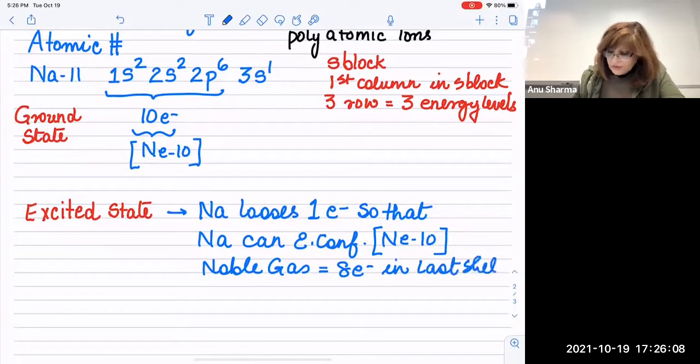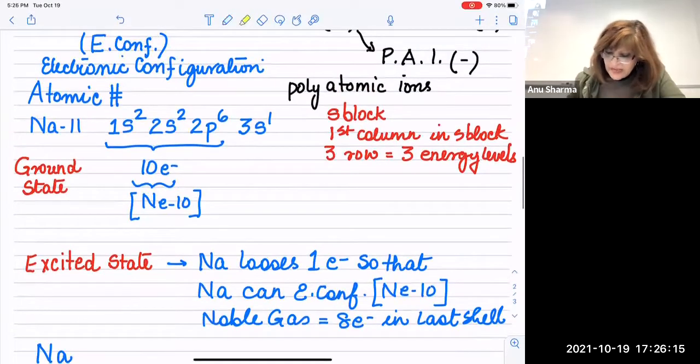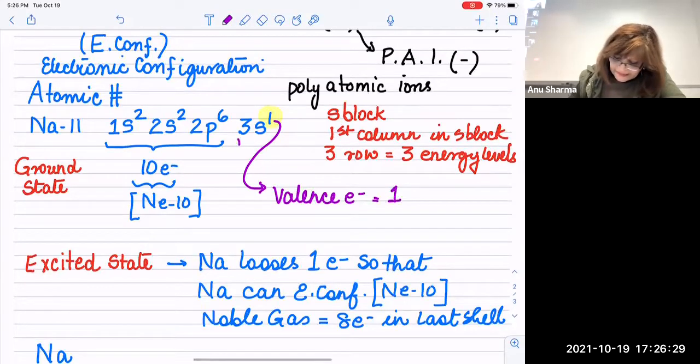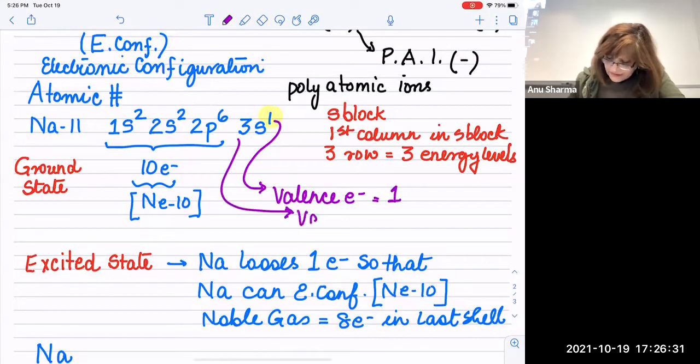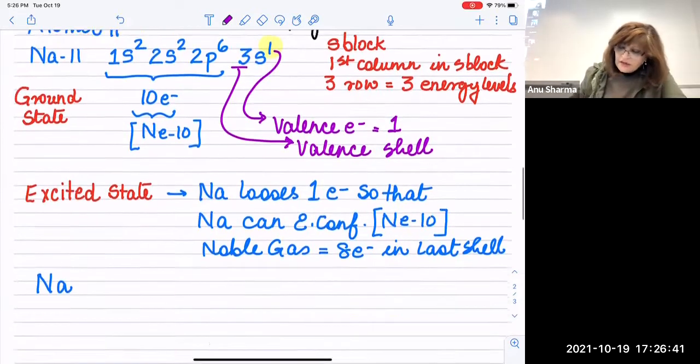Okay, now you're going to see what this looks like in the excited state. So here is the sodium. Now keep this in mind that this piece right here is the valence electron. Valence electron is equal to just 1, and this is the valence shell. That is the last shell number, and the highest shell number, as you can see, 3 is the highest. Okay, so the Lewis structure.